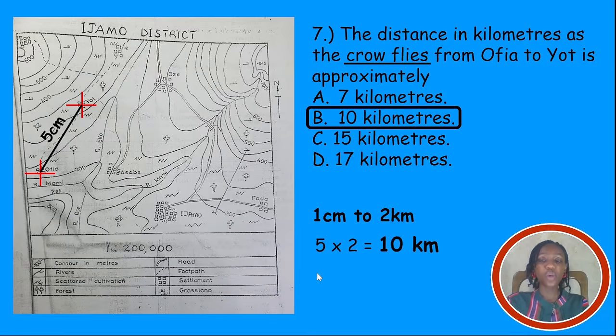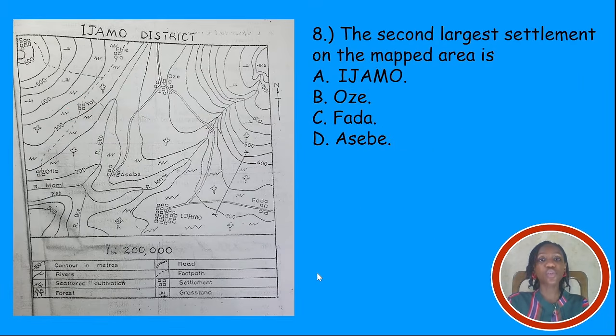You can see how easily we solve this question. Now, if someone just hurriedly measured the line and got 5 centimeters and then decided to pick 7 kilometers because maybe they approximated that 5 centimeters could be approximately 7 kilometers, forgetting that the units are different, they are just going to pick a wrong answer, a very wrong answer. Now, moving on to the next question.